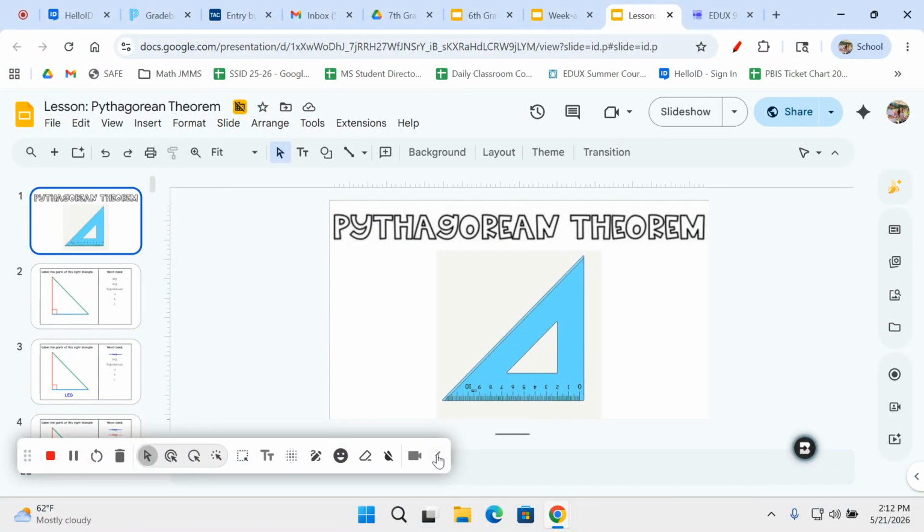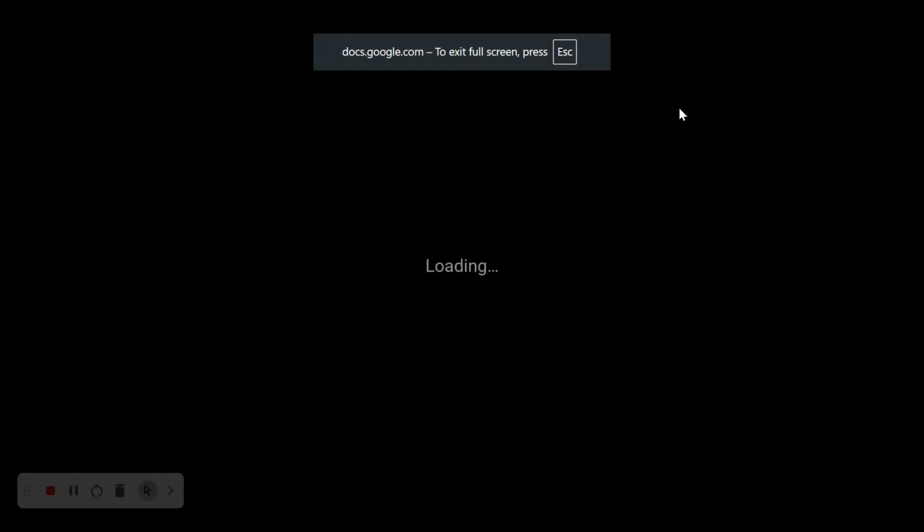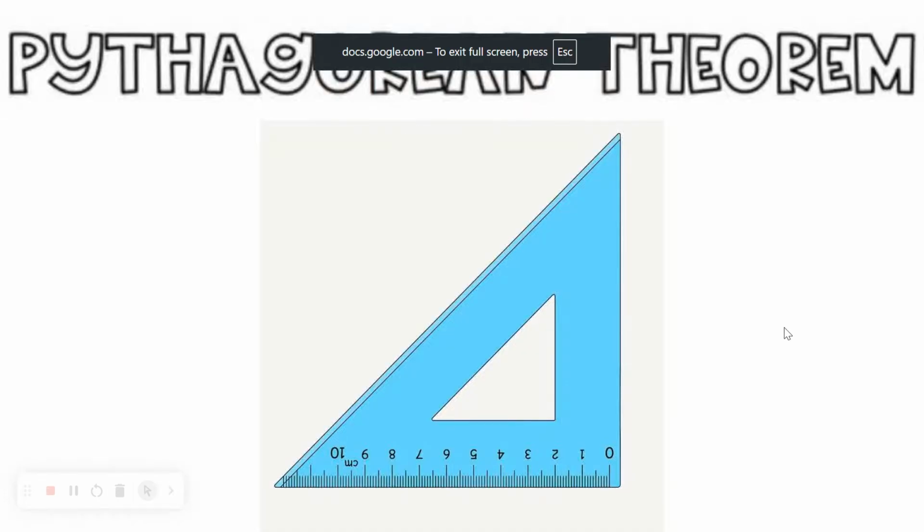Okay, so we are on to the Pythagorean theorem. This is our final lesson of the year. Please make sure that you have a copy of the notes in front of you. It should say Pythagorean theorem across the top.